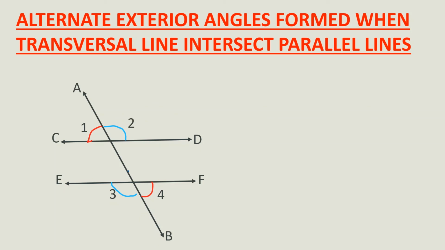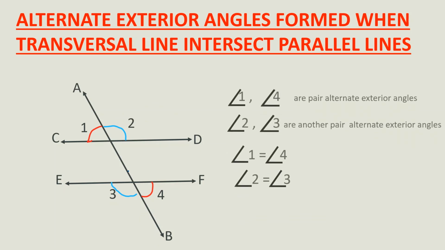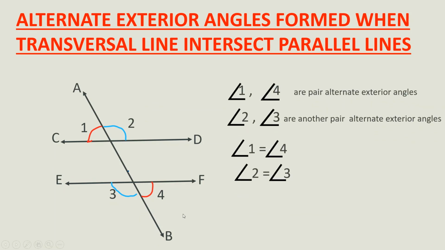Now let's see alternate exterior angles formed when a transversal line intersects parallel lines. In this diagram, angle 1 and angle 4 are a pair of alternate exterior angles, and so are 2 and 3. In the parallel case, alternate exterior angles will always be equal. So that means angle 1 and angle 4 will be equal, and angle 2 and angle 3 will be equal.